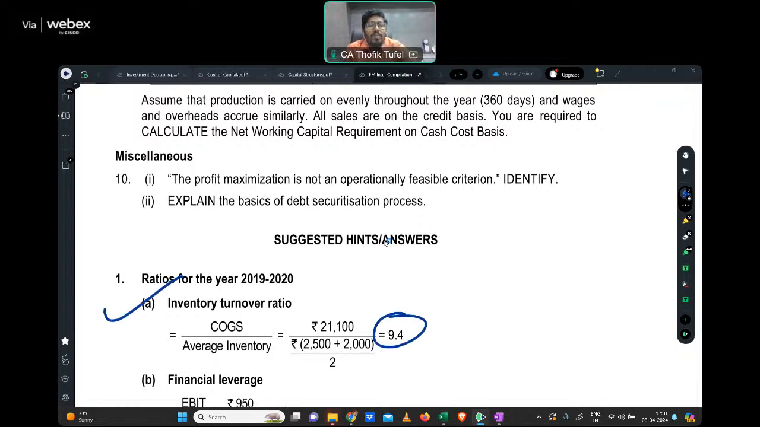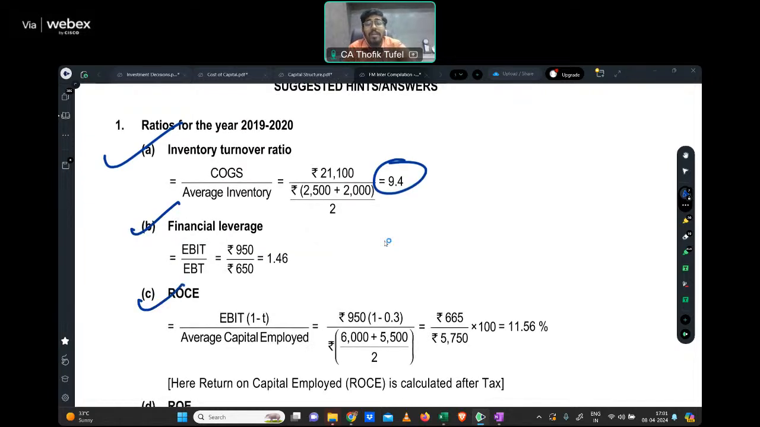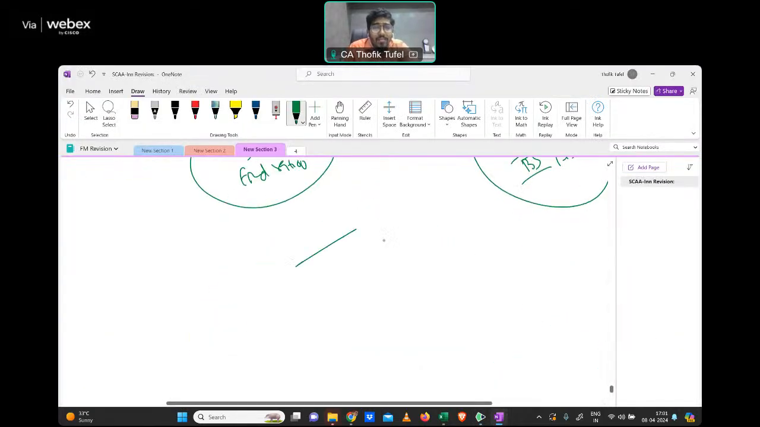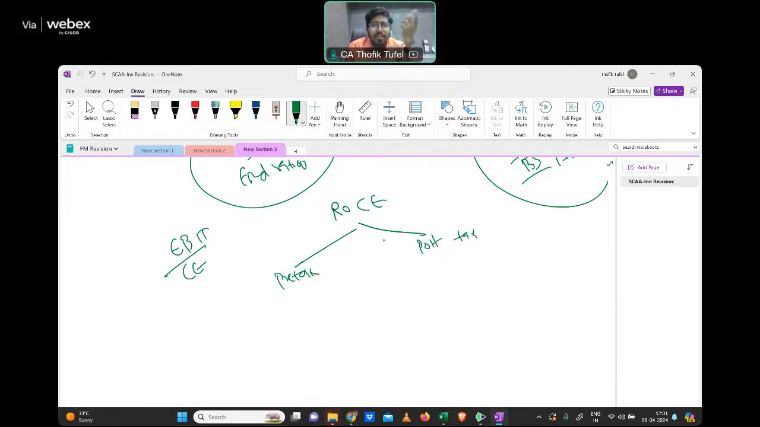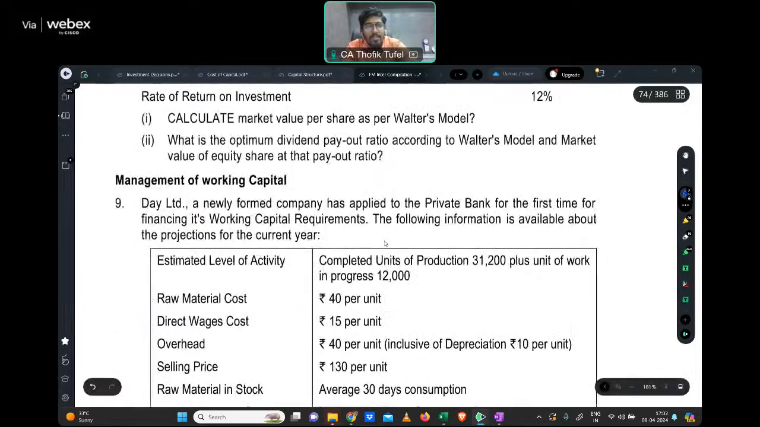So in this way you have to find out. Next, financial leverage, return on capital employed. One more thing, return on capital employed. What formula have I taught for return on capital employed? EBIT, which is the earnings available for the capital employed, divided by capital employed. Here they will give pre tax and post tax. Pre tax means EBIT divided by capital employed. Post tax means subtract only the tax from EBIT, divided by capital employed. So that is the thing.